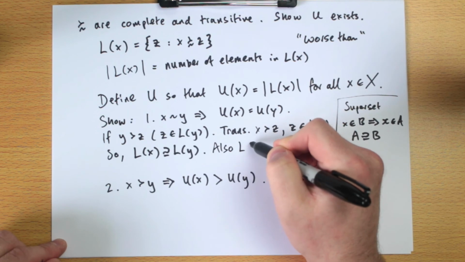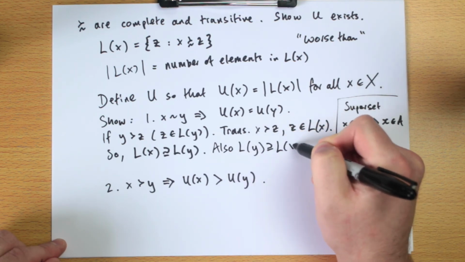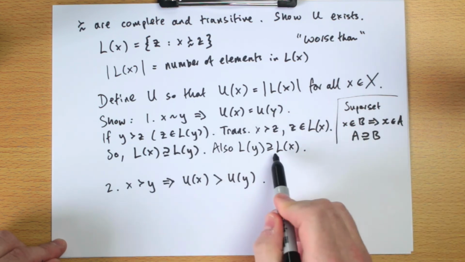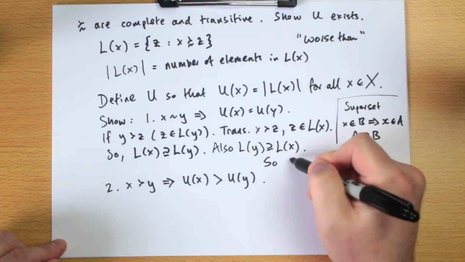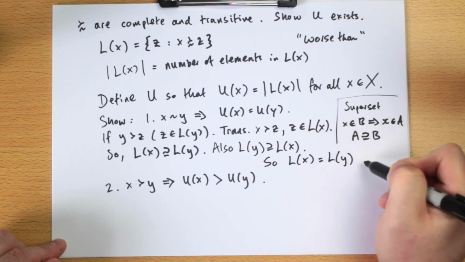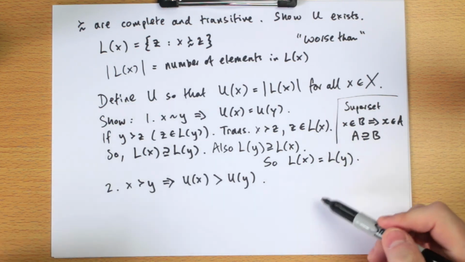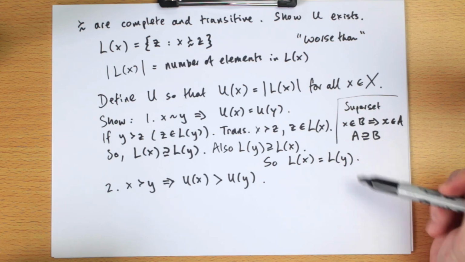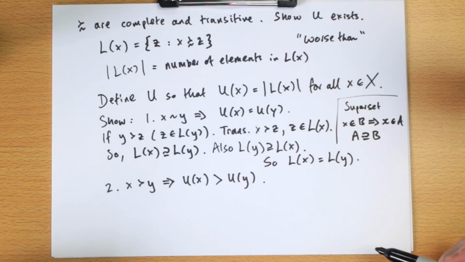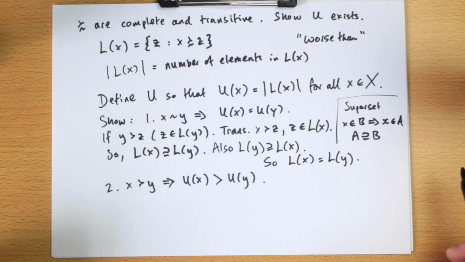To show that Ly is a superset of Lx. Okay? And if both of these are true, I know that these two sets, Lx and Ly, are equal to each other. And then I could complete the proof by saying, since they are equal to each other, they contain the same number of elements. So the utility function assigns the same number to x and y when I'm indifferent between the two. Okay? So that's the proof of the first step.